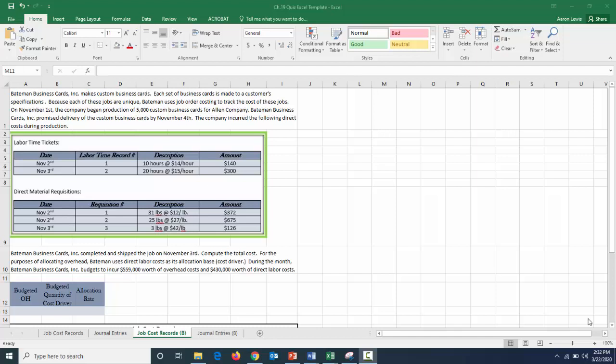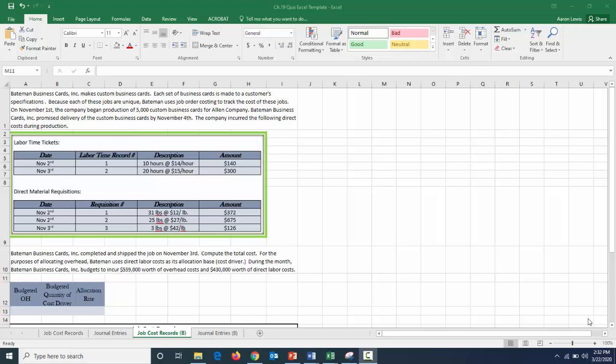Because each of these jobs is unique, they're going to use job order costing to track the cost of these jobs. This is the system that any company who makes specialized products uses, where you track costs job by job because your products are all individualized.